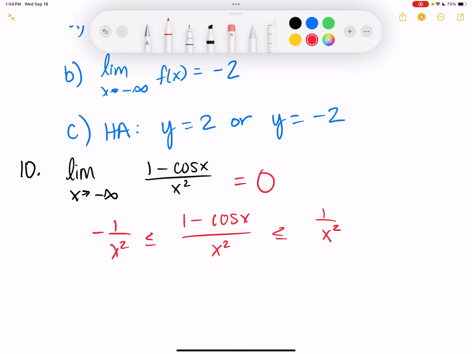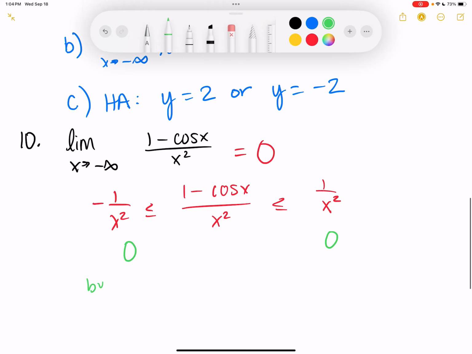I know the limit here is 0. I know the limit here is 0, so if I put in infinity, it's going to 0. And thus, by the sandwich theorem, the limit as x approaches negative infinity of 1 minus the cosine of x over x squared equals 0.